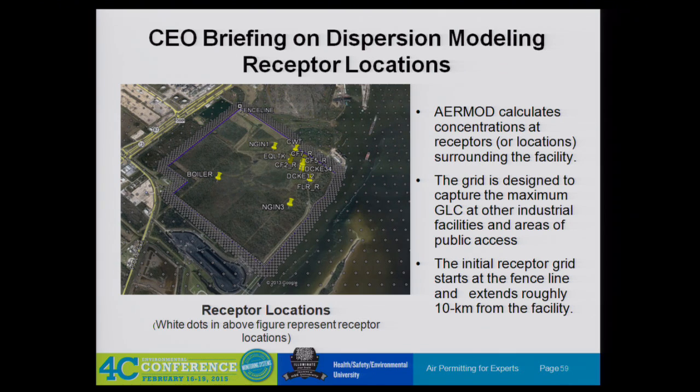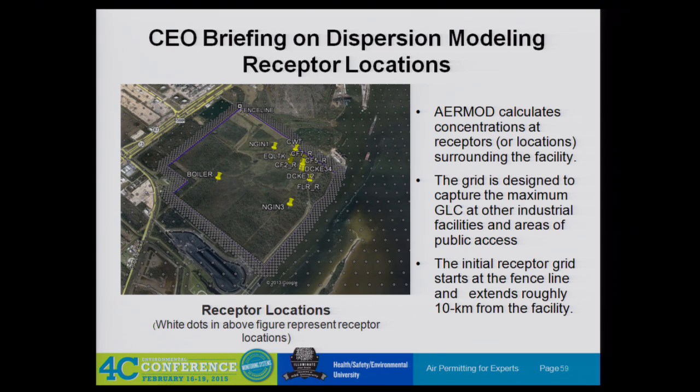So you do all this, and you set up a receptor grid around your plant. All your receptor grid is, is all these discrete little points all the way around here where you're asking the model to calculate a concentration. And you can see they're real dense up close to the property line where you expect maybe your maximum concentrations to occur.